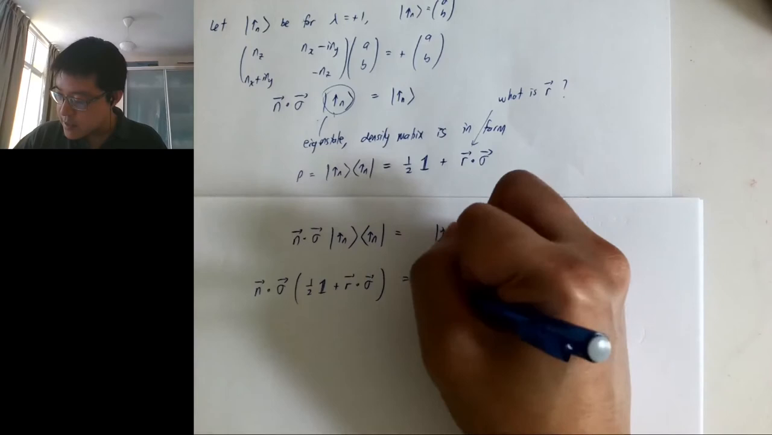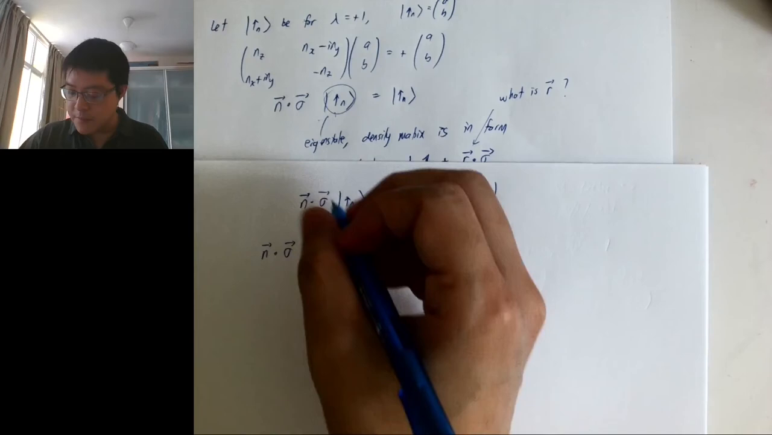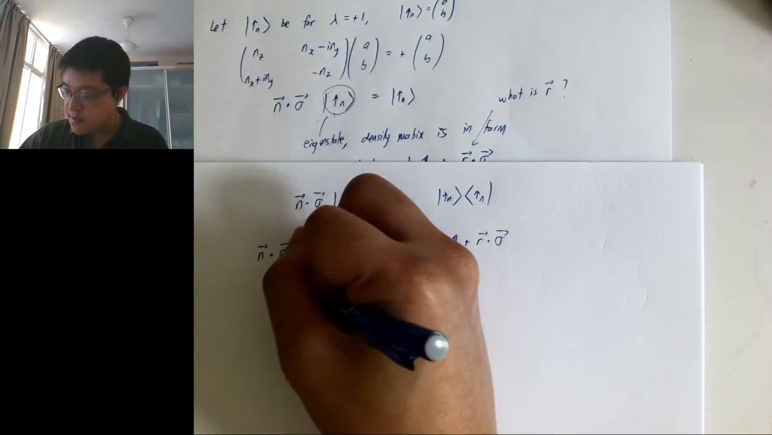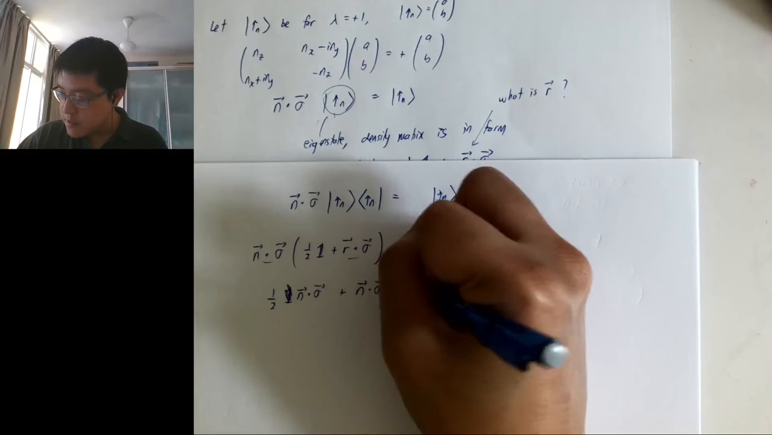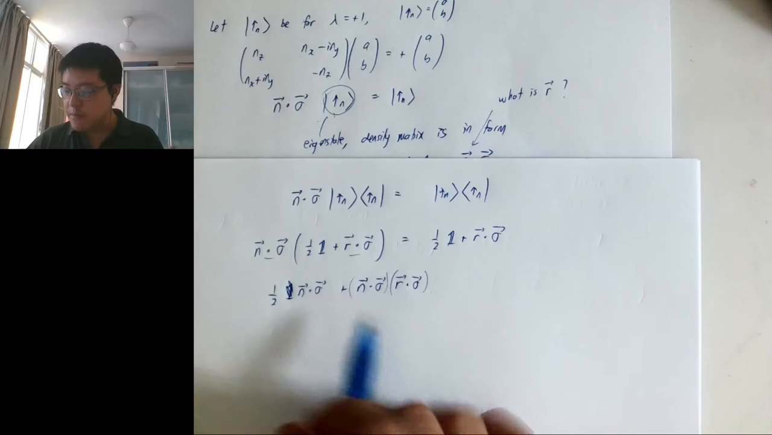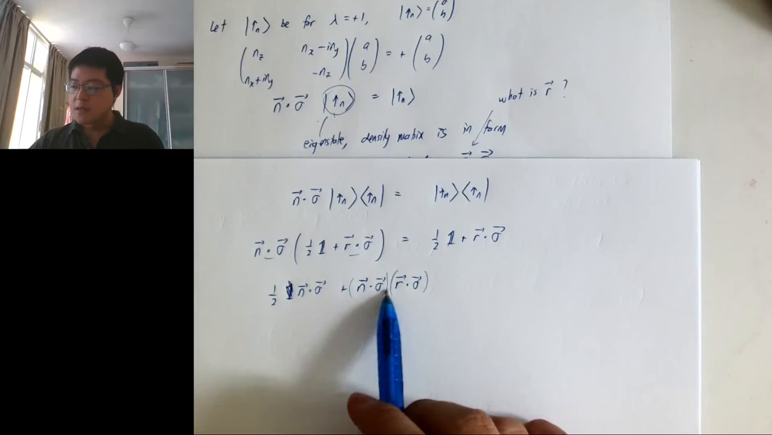Okay. So now let me multiply this in. n dot sigma times 1 is identity, so it is n dot sigma, right? And then this is n dot sigma times r dot sigma. Okay, so this is an operator times another operator, because n dot sigma is something sigma x plus sigma y plus sigma z with coefficients. And then this is also another series of vector dot product with coefficients.